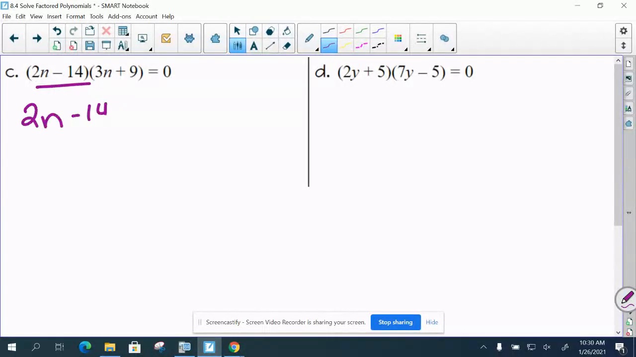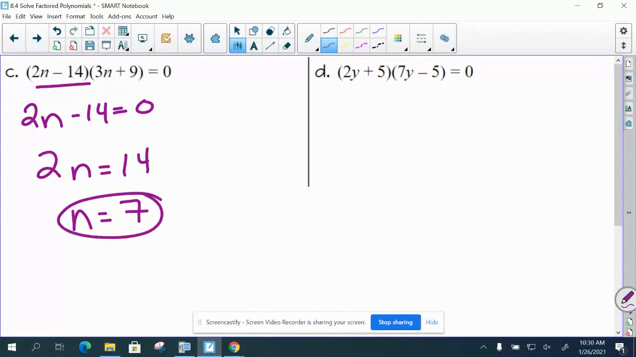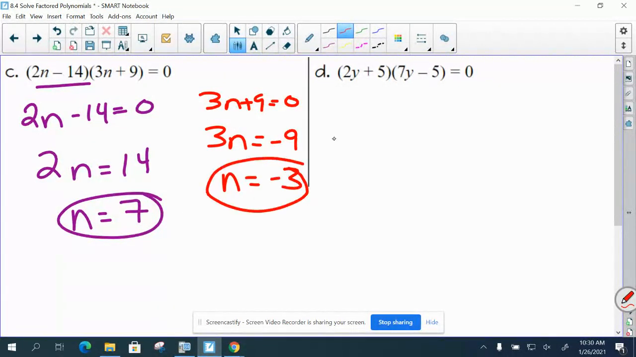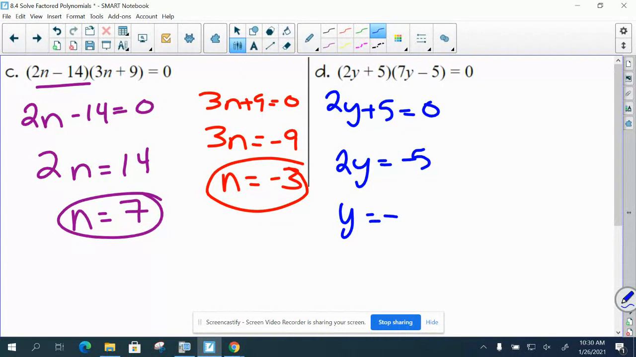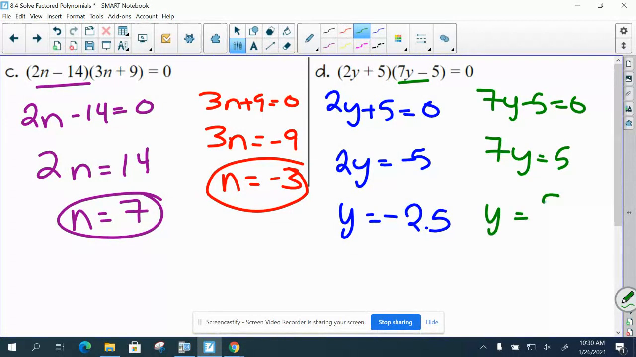So 2n minus 14 equals 0 gives us 2n equals 14, n equals 7. All right, this one gives us 3n plus 9 equals 0. 3n is negative 9, n is negative 3. So these are your two solutions. For part D, 2y plus 5 equals 0 gives us 2y is negative 5. So y equals negative 5/2 or negative 2.5. And then for this one, 7y minus 5 equals 0, 7y equals 5, y equals 5/7.